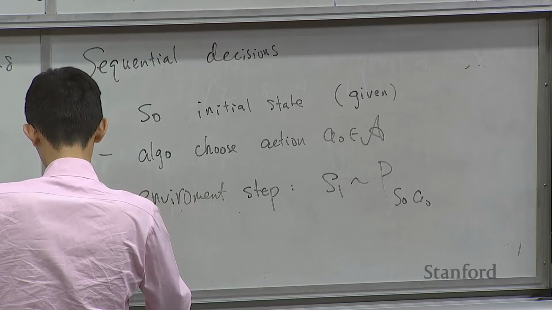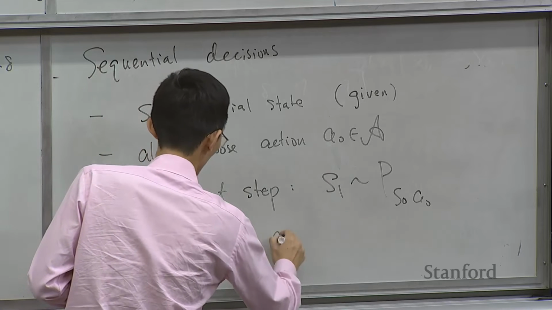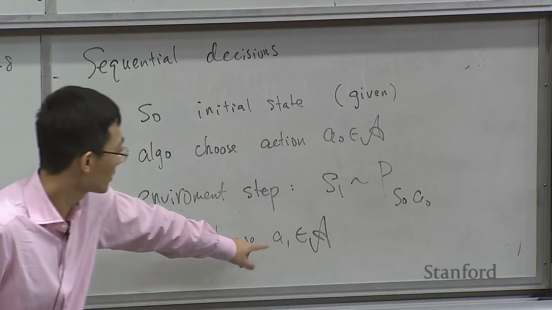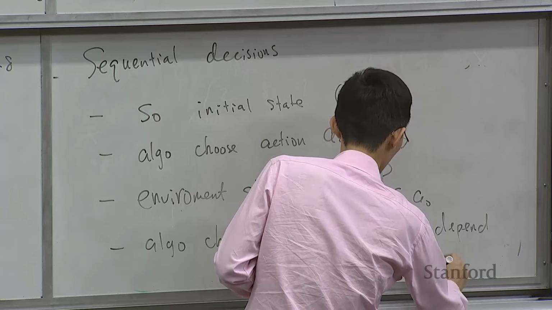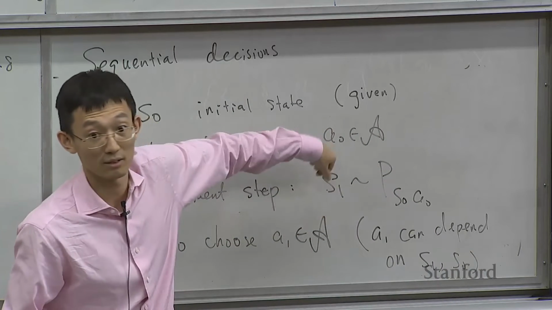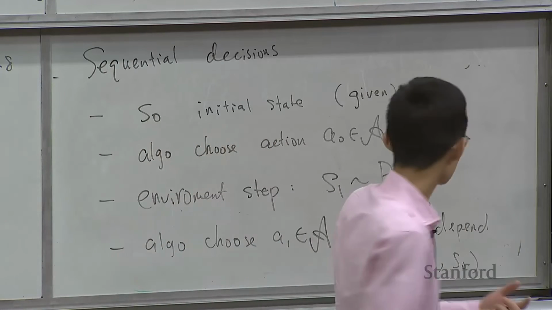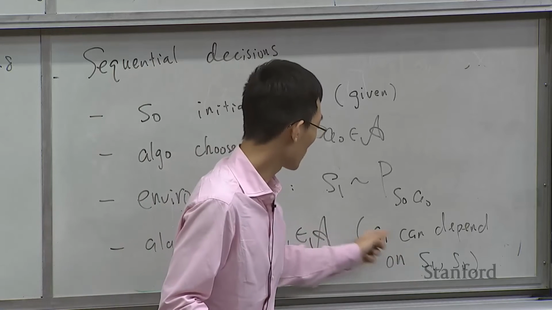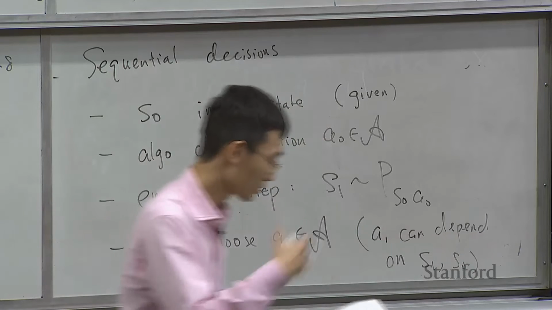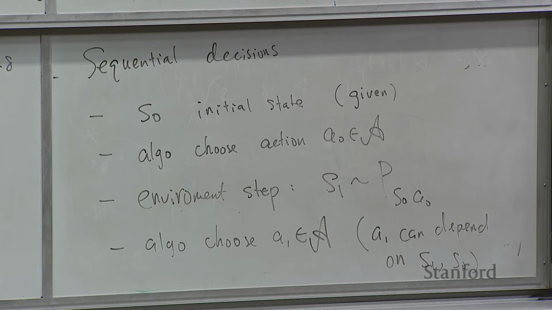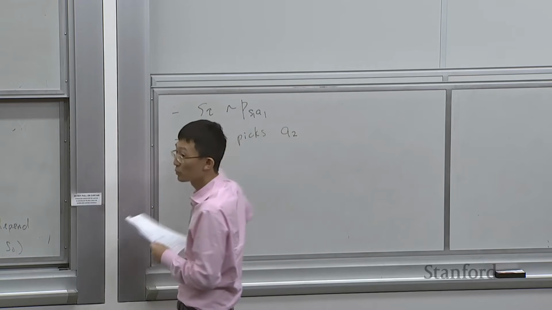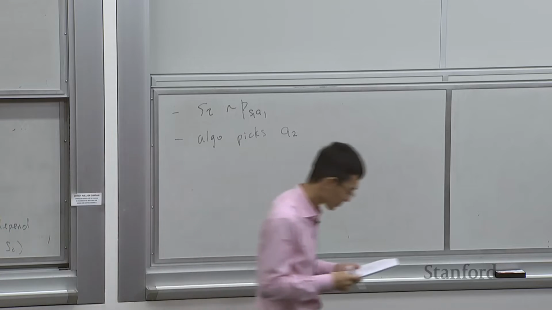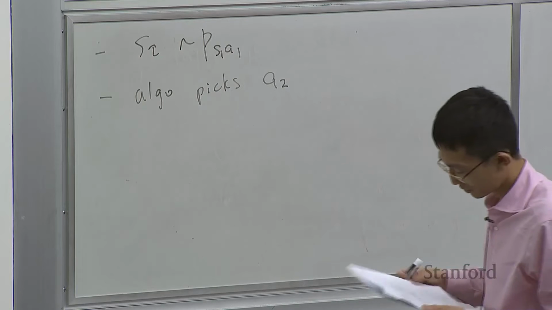And then the algorithm chooses A1. But what can A1 depend on? A1 can depend on S1 and S0. S1 is considered something given to the algorithm: after you play the action, you observe more information, and that information is S1. Then you can play your new A1 based on S1 and S0. And then you just keep doing this. In the next round, S2 is generated from P(S1, A1), and then the algorithm picks A2. And A2 can depend on all the history, all the historical observations you have seen. So that's the idea.